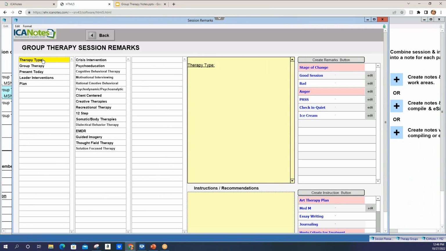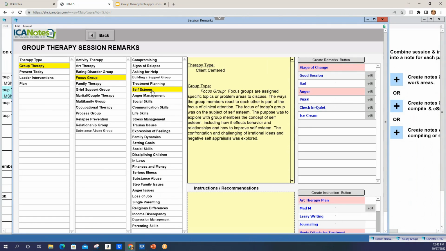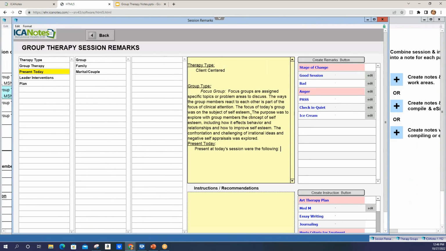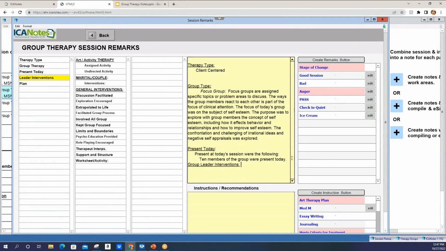Now, just for fun, I'm going to say it's client centered. Okay. And then the group therapy type, remember that's the next thing we're going for. I could say perhaps this is a focus group and we're dealing with self-esteem today. So I could go in and pick that. I could pick who is present today. At the session, I'm going to say it's a group, and then I have my group members. Maybe there are 10 members here, maybe there are 20. It really depends. And then I can go in and talk about leader interventions, what I did for the individuals.